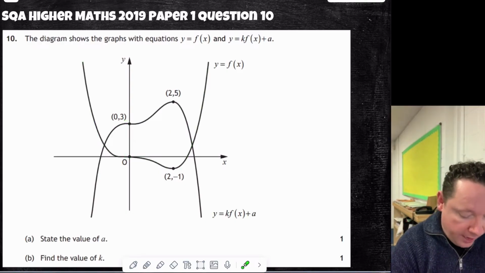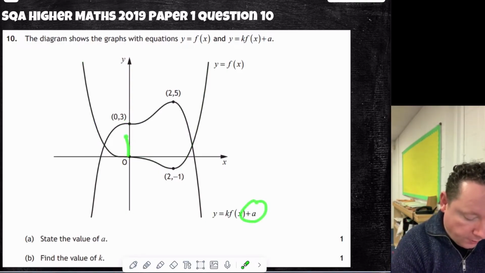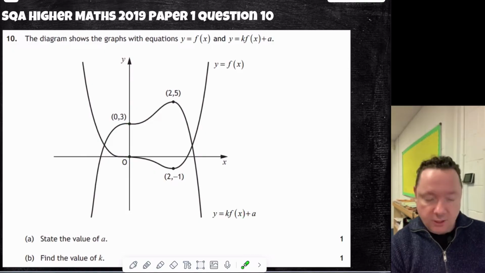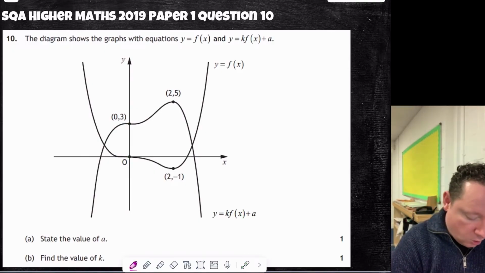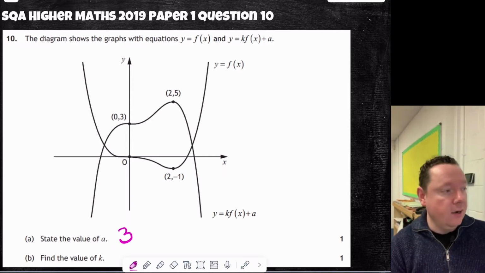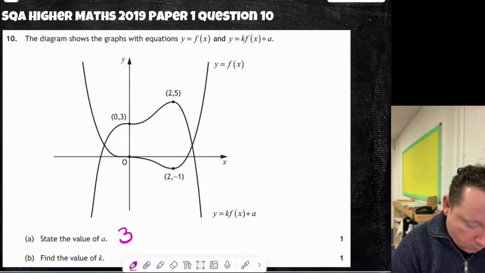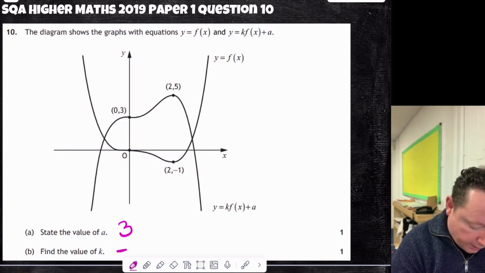So to work out a, first of all, just compare it on this bit here. That's 0, 0. And that's 0, 3, it's clearly moved up by 3. Even if it's flipped upside down, it's still moved up by 3. So a is equal to 3. So we can just write down 3 straight away, no problem there. Now we need to find our k. Well, we know it's flipped upside down, so we know straight away it's negative.